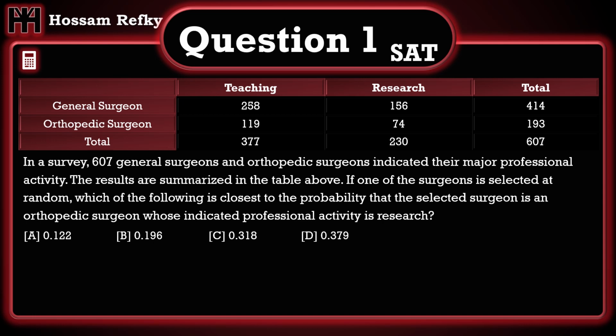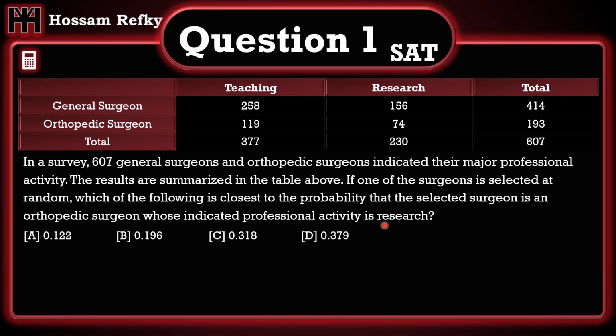Question 1. In a survey, 607 general surgeons and orthopedic surgeons indicated their major professional activity. The results are summarized in the table above. If one of the surgeons is selected at random, which of the following is closest to the probability that the selected surgeon is an orthopedic surgeon whose indicated professional activity is research?